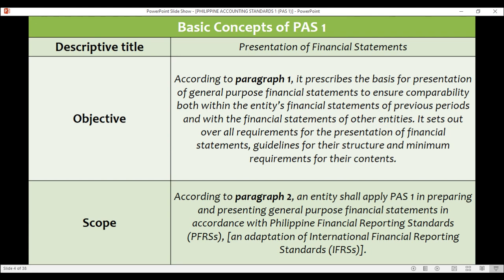Okay? Scope, according to paragraph 2, an entity shall apply PAS 1 in preparing and presenting general purpose financial statements in accordance with Philippine Financial Reporting Standards or PFRS. Okay? So therefore, pag gumagawa po ng mga financial statements, kailangan in accordance with those applicable financial reporting standards. Okay? PAS 1 and PFRS, or sa madaling sabi, kailangan in accordance with GAAP. Okay?